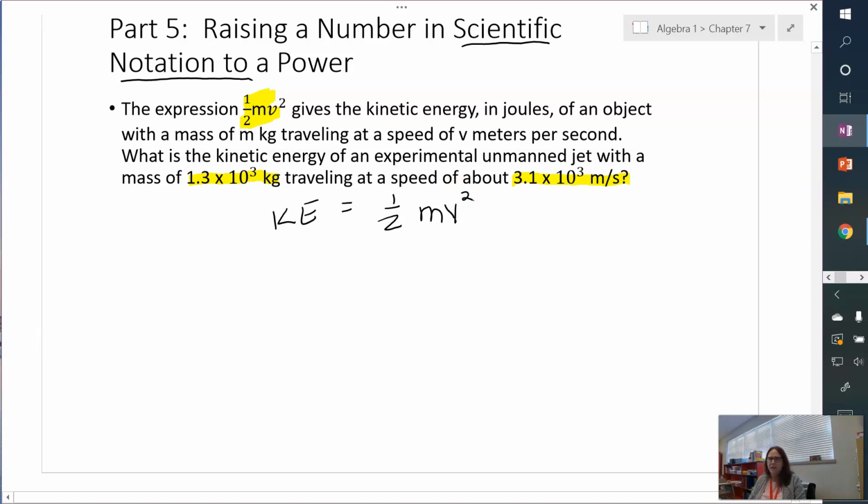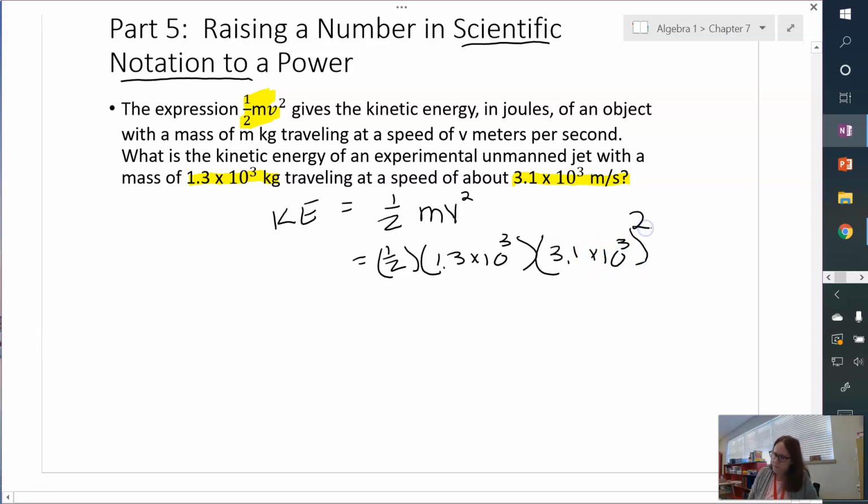Now in physics we say KE for kinetic energy. Even though that's two different letters, it is one variable. So that's not K times E, this is KE for kinetic energy. Okay, so let's plug in. It's going to be 1/2 times m, which is 1.3 times 10 to the third, times v squared, 3.1 times 10 to the 3 squared.